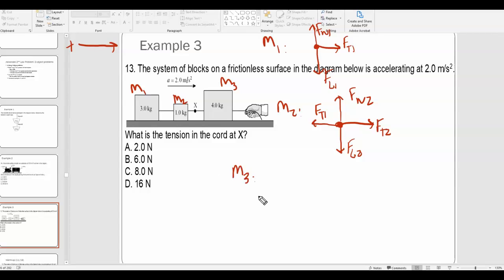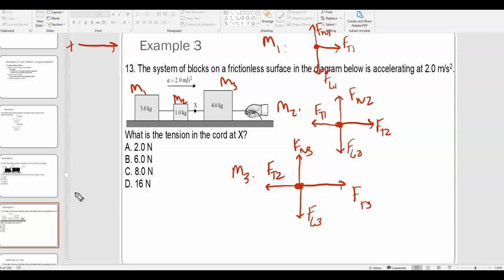And then mass 3 looks very similar to the last one. We have FG3, we have FN3, we have the force from the hand, but the hand is transmitting it through another rope or string. I'm going to call that FT3. And then I have FT2, again that's the tension here, pulling mass 3 to the left. So that's what my FBDs look like.